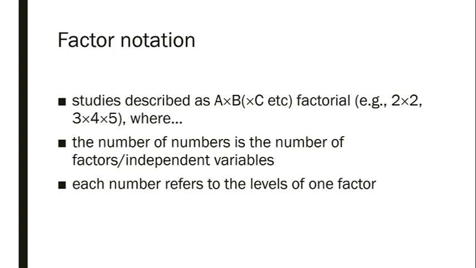In a 3x4x5 hypothetical study, what you would have is 3 independent variables. One has 3 levels, one has 4 levels, maybe 4 doses of caffeine, and one has 5 levels. So each number refers to the levels of one factor. So that's where that 2 by 2 comes from in 2 by 2 factorial analysis of variance.